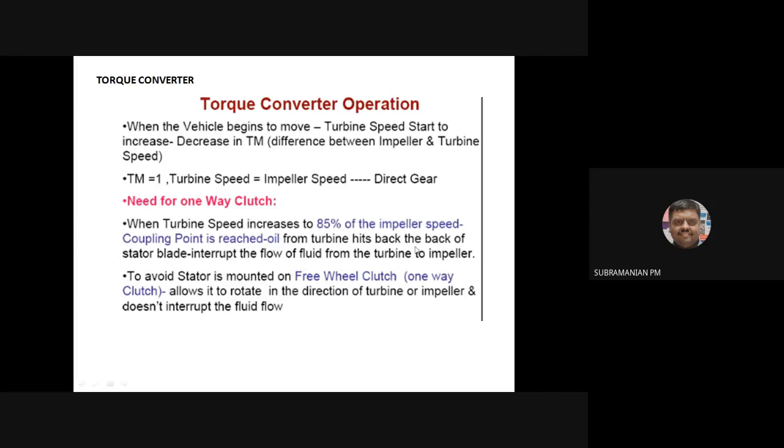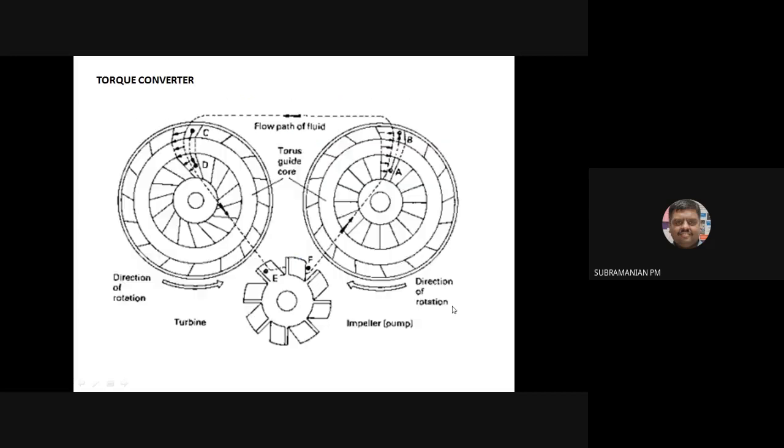See, it's the back of my stator. So what will happen? Now the problem starts again. It will not allow the fluid to flow from the turbine to the impeller. So when I fix the stator, I am interrupting the flow once the coupling point is reached. That is why I use a freewheel clutch, that is, a one-way clutch. When the coupling point is reached, I will allow the stator to rotate in the direction of the turbine and impeller, so that it will not interrupt the flow.